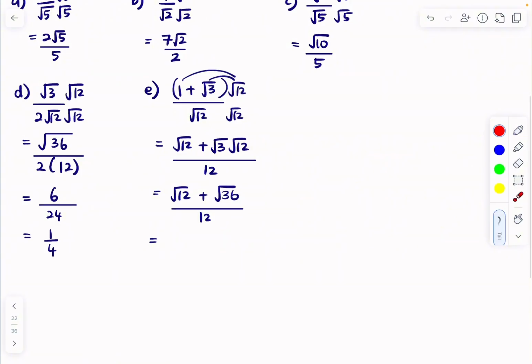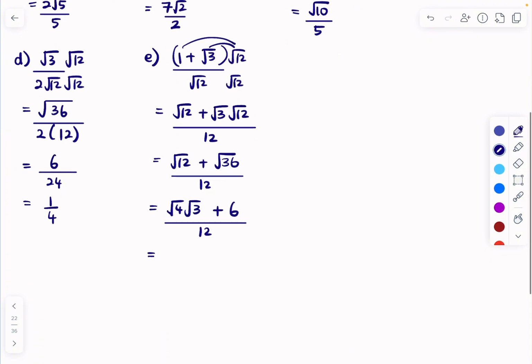This surd 12 we can split first. Surd 12 is surd 4 times surd 3. Surd 36 is just 6 over 12. And then surd 4 is 2. So we can say 2 surd 3 plus 6 over 12. Then we can simplify it. 2, 6 and 12 can all be divided by 2. We divide everything by 2 and get surd 3 plus 3 over 6. Done.